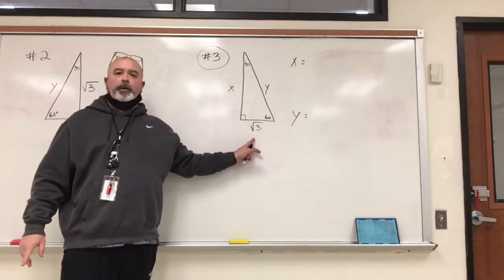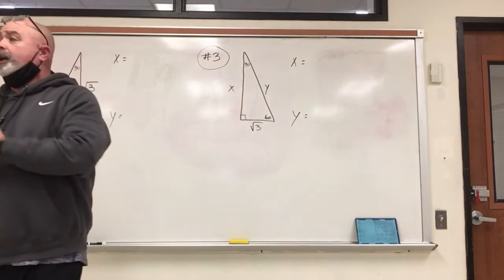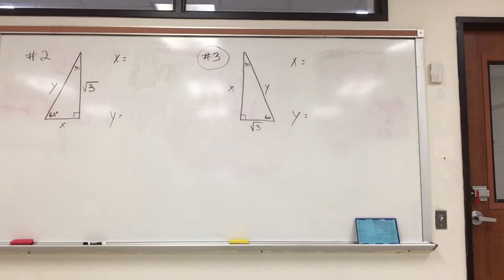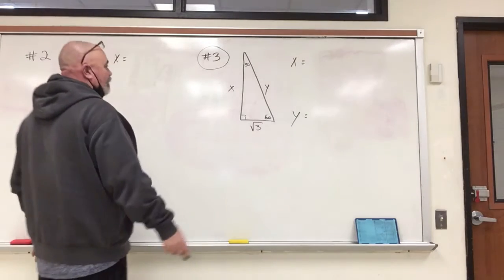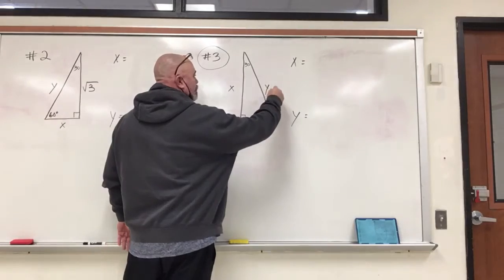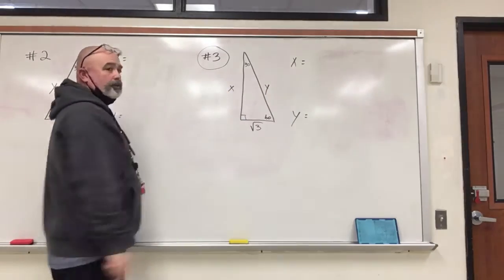We're given the short leg. If you got the short leg, everything else is cake. Okay? Everything else is cake. So we got the short leg. So I want to find the hypotenuse first. Now let's find the long leg first.